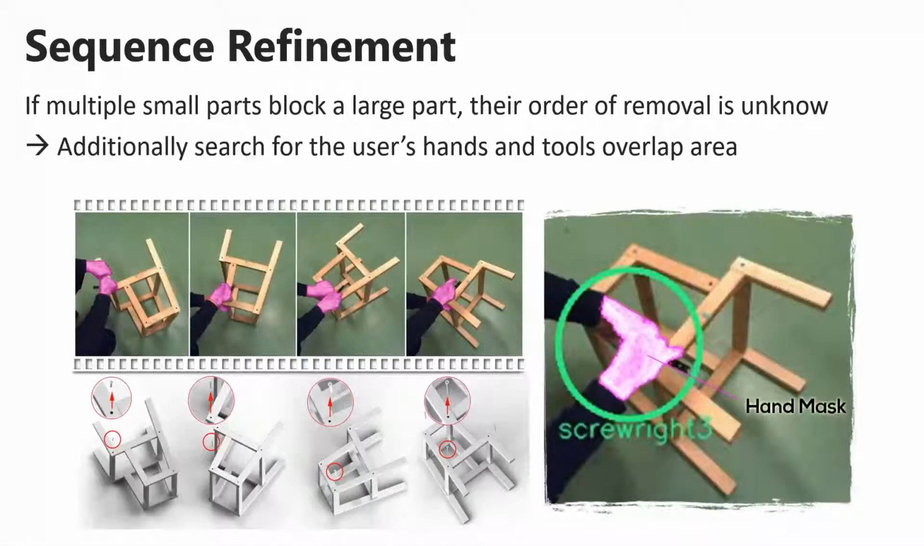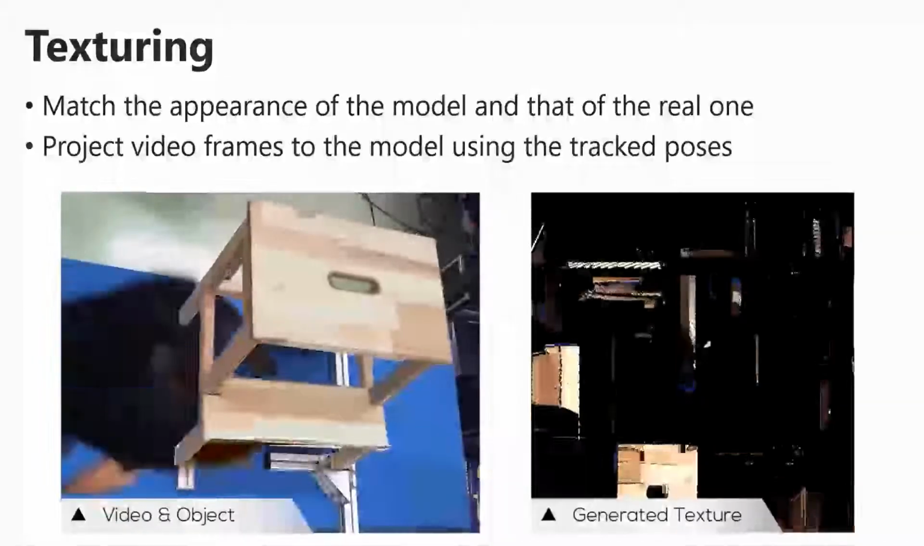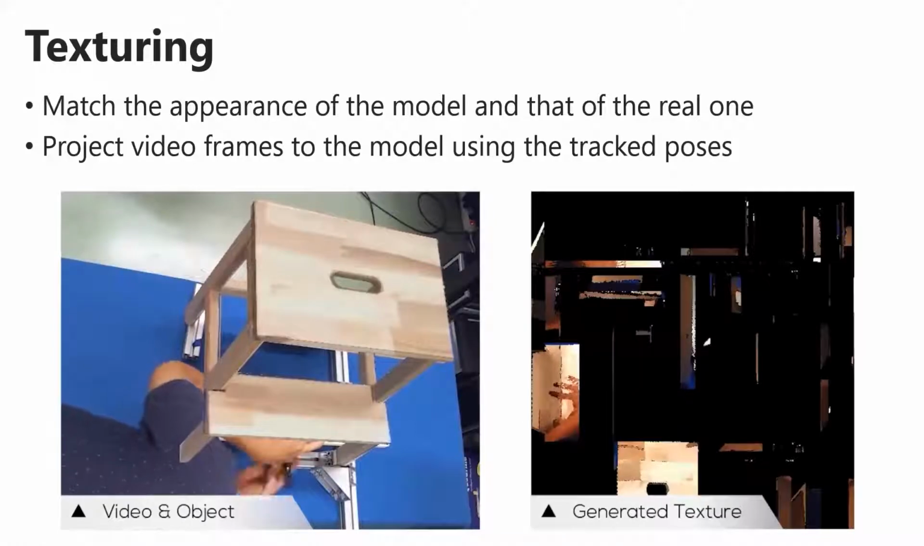Since multiple undetectable small parts may block removal of a large part, we need to determine their correct removal order from video information only. We derive this from analyzing the user's hand movements and the used tools. We assume that the user is removing a part using a tool or with her hands directly. This allows us to infer the removal sequence from the user's hand and tool locations relative to the small object parts.